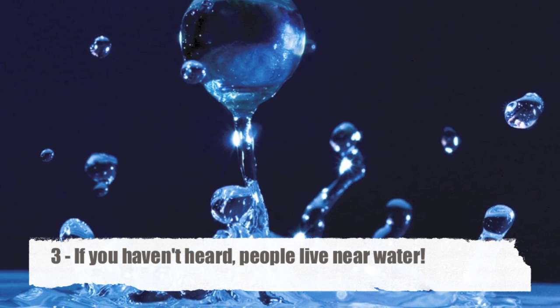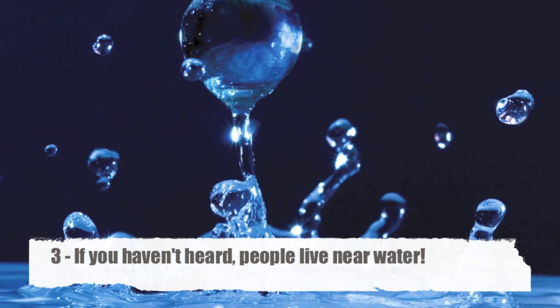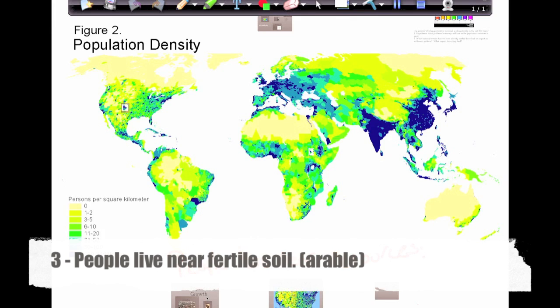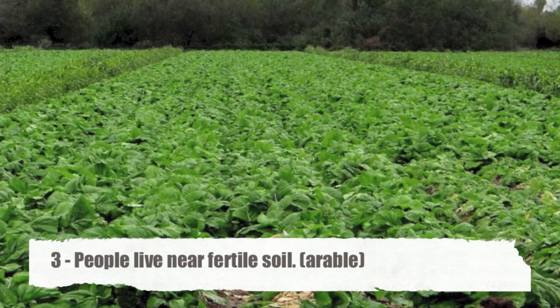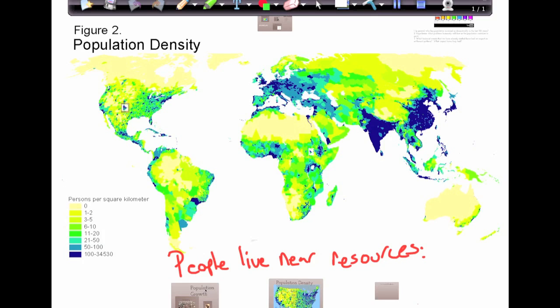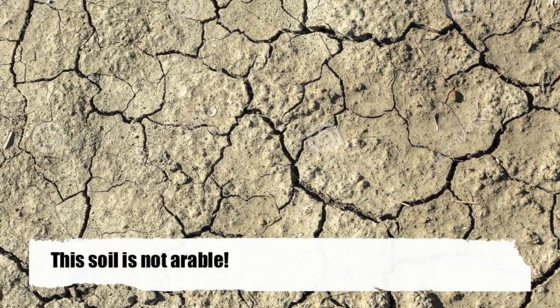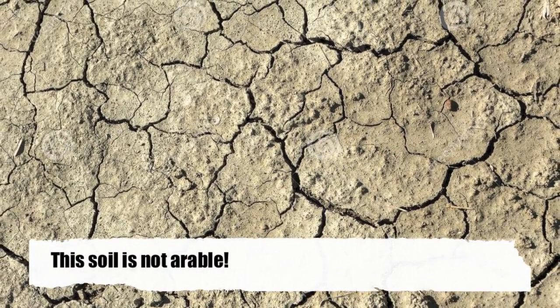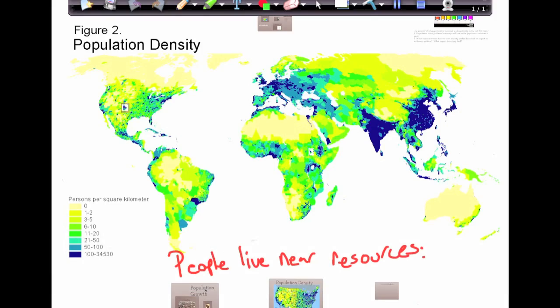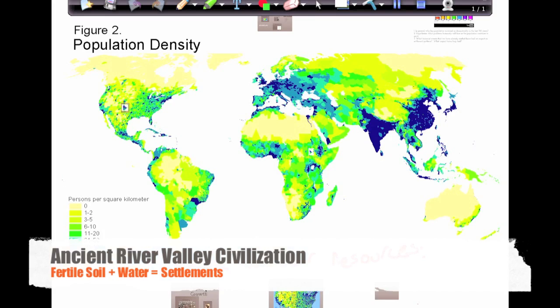Now that changes with other factors like technology. But in the most general sense, people do live near water. Okay, people also live where soil is arable. And again, arable means farmable. You can farm on it. If you have a vast area where there's just no good soil, you can't plant anything there, people aren't going to live there. They need to live near arable soil. And that goes hand in hand with water. That's why all the original civilizations were river valleys, because it provided water and it provided arable soil.